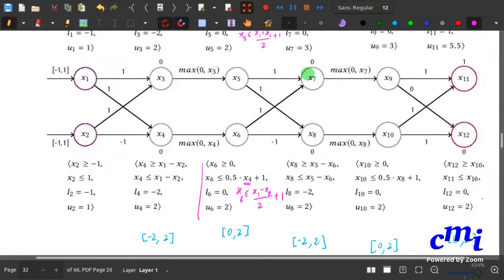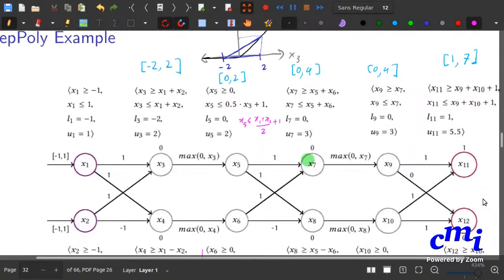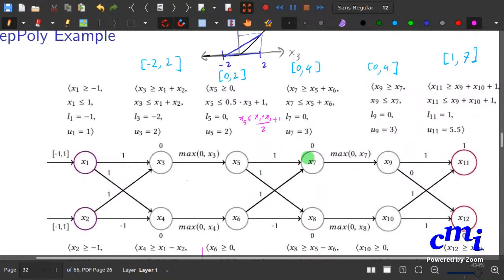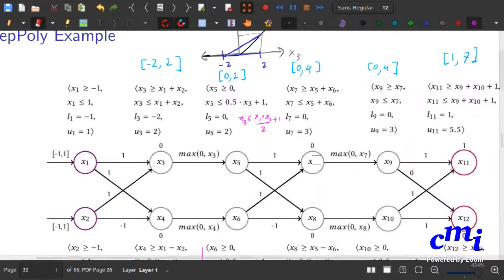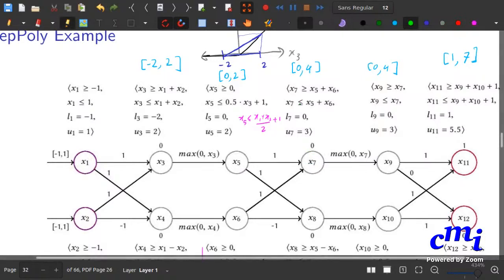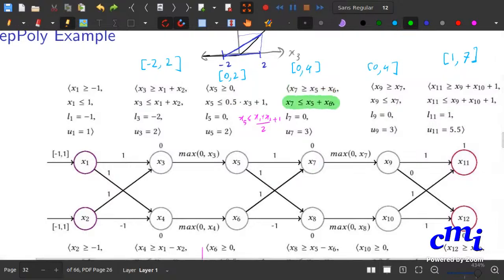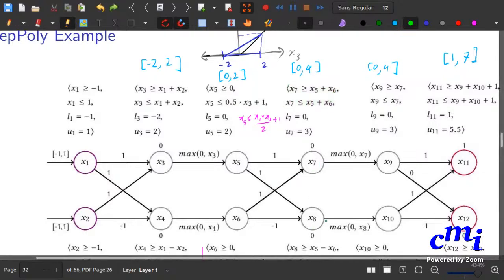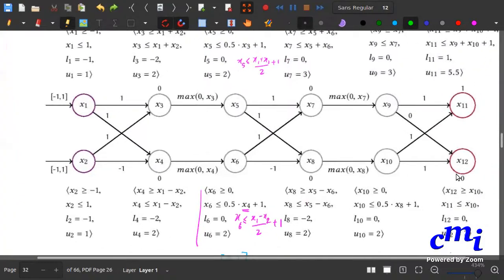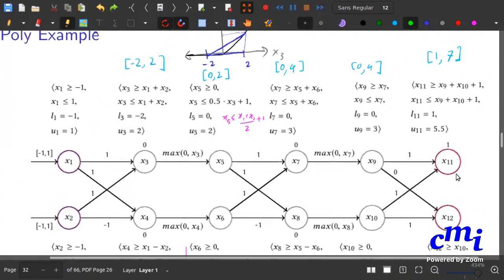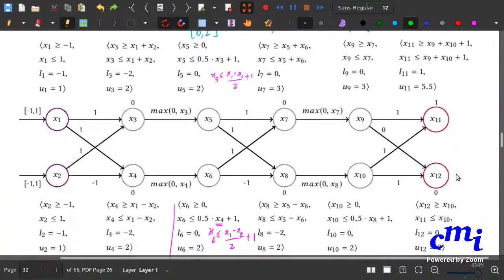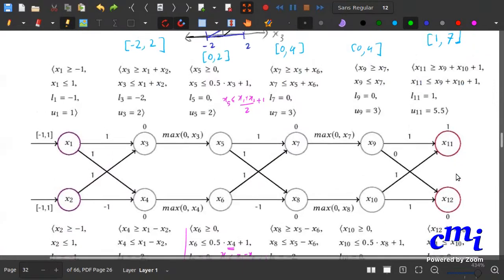Okay, sure. So now what happens in the next layer, right? So again, we have some linear layer. In this linear layer, we have x7. x7 is x5 plus x6. So again, the bound for x7 becomes something like this: x7 is greater than or equal to x5 plus x6 and less than or equal to x5 plus x6, right? Similarly for x8. But again, when we calculate this L7 and U7, these concrete bounds, we're going to do some substitution.